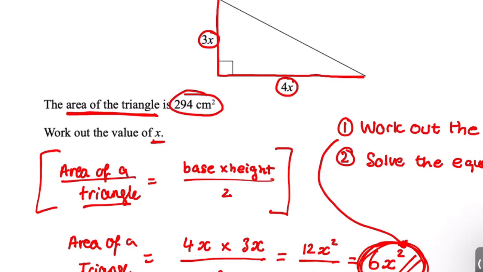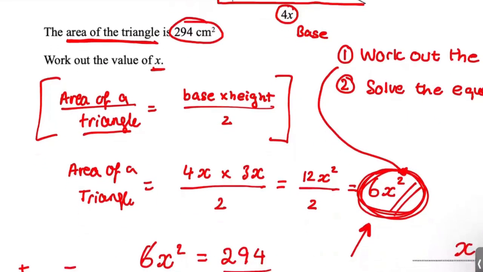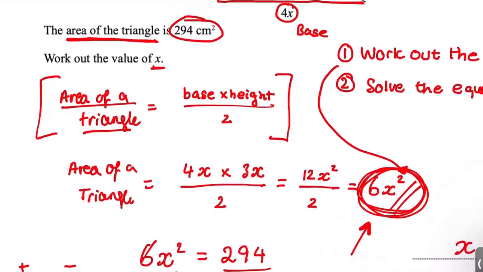Base times height divided by 2. This is your base and this is your height. So what we did was we substituted in those two values, 3x and 4x, into the equation. So the base is 4x over here, and then height is 3x. And we divided it by 2. And we just simplified that down.